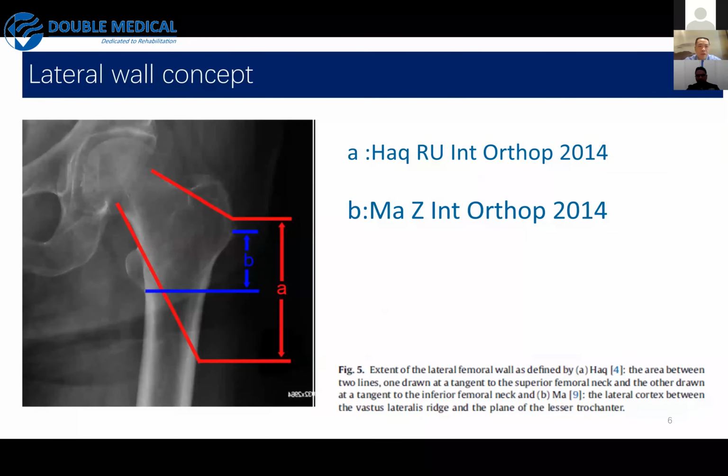Now we move to the lateral wall. In fact, the lateral wall concept came to us in 2014, especially in the International Orthopaedics journal. Doctor Gotfried had defined it as the tangent line of the superior femoral neck and the superior lower femoral neck. Dr. Ma defined it as the varus lateralis reach to the plane of the lateral trochanter. But what is this concept related to the clinical?